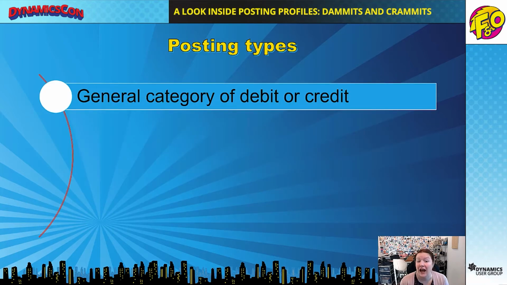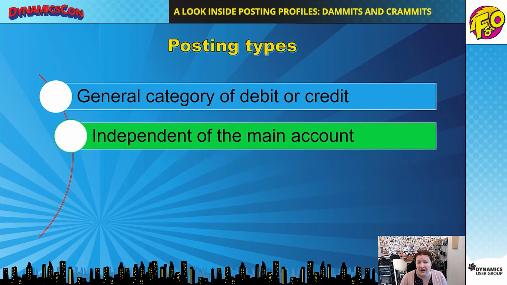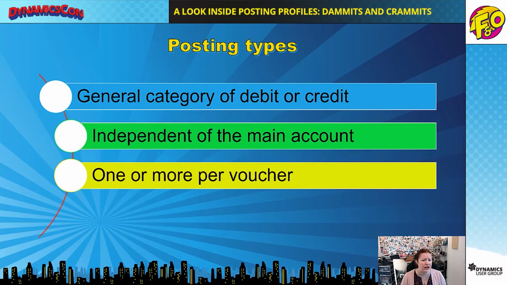So let's take a look at posting types. A posting type in finance and operations apps is a term that we use to define a general category of a debit or credit. It's independent of the main account in the general ledger. Posting types are on each debit and credit in the general ledger. A single voucher can have one or more posting types assigned to it though.